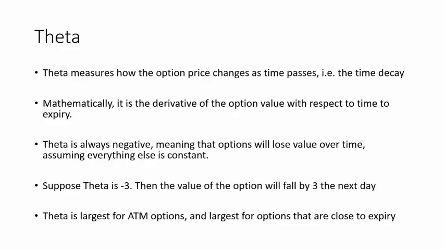So suppose you saw a theta of -3. What this then means is that the value of the option will fall by 3 over the next day, assuming that nothing else changes, and in particular, assuming that the stock price doesn't change. So if the stock price doesn't change, if nothing else changes, and the option has a theta of -3, then the value of the option will fall by 3 the next day.